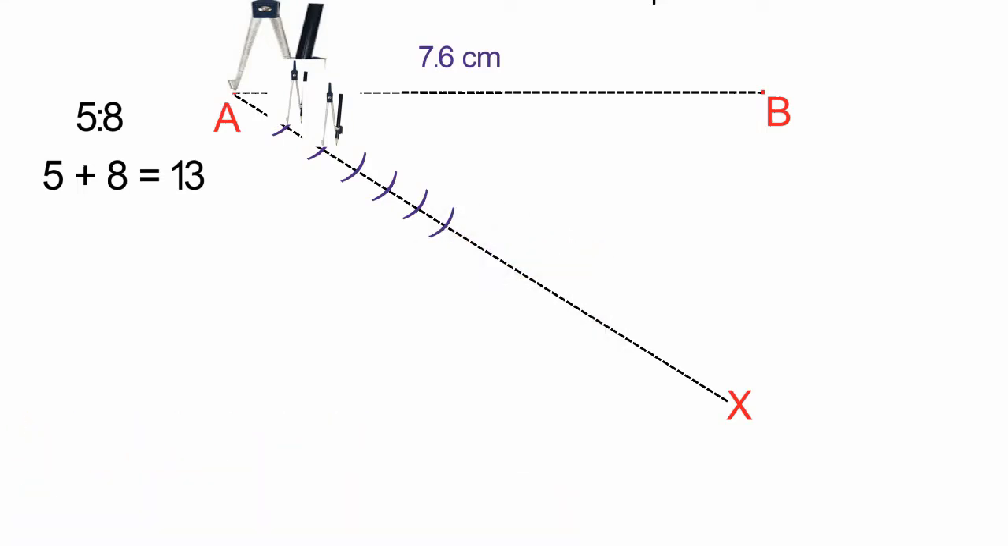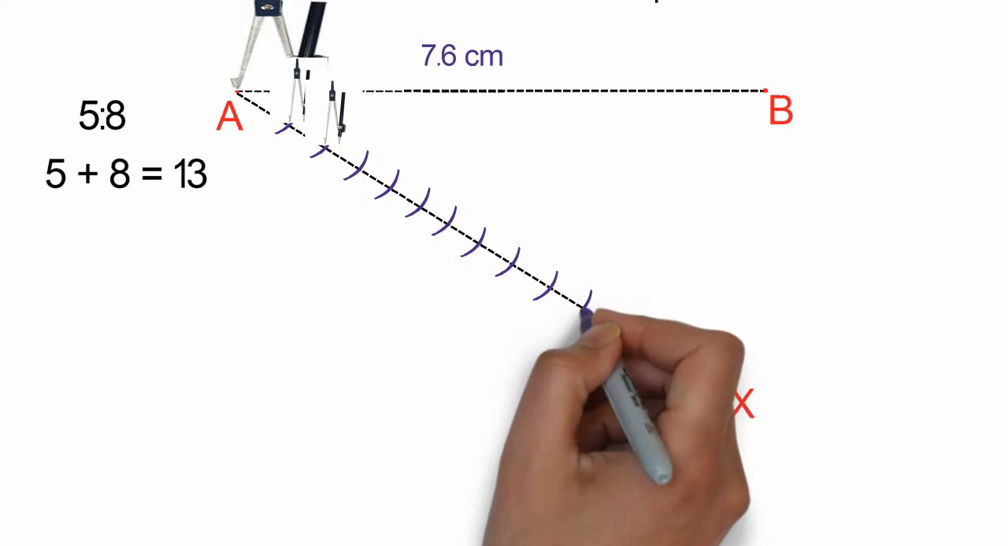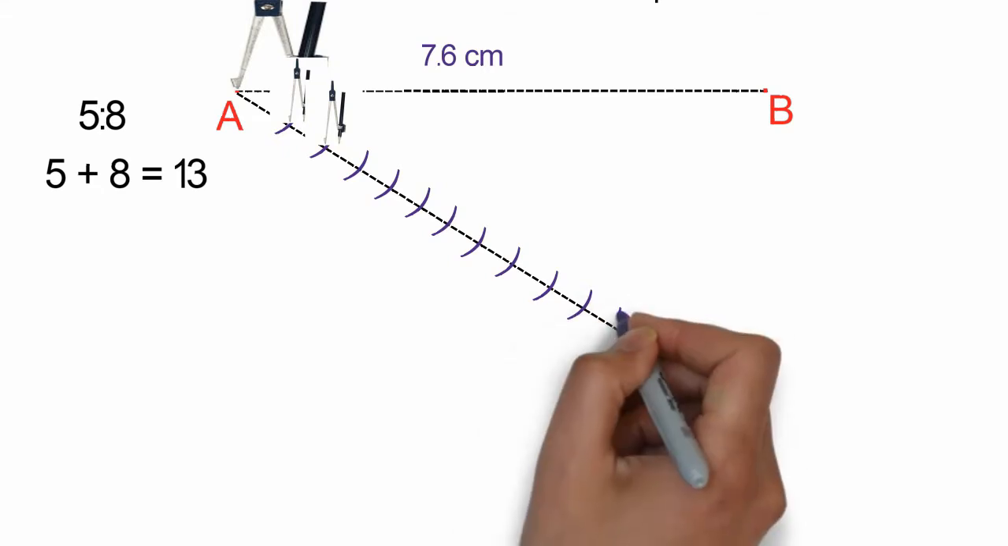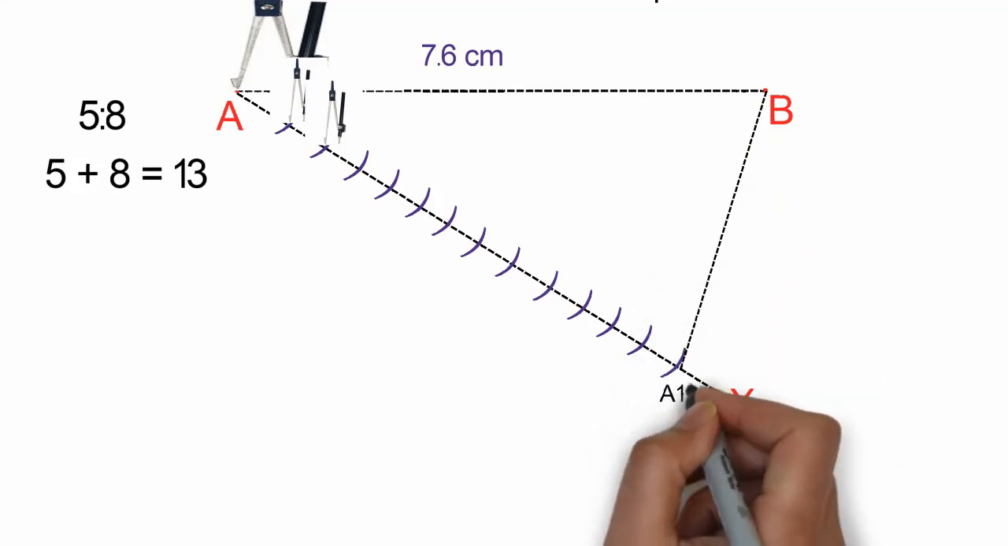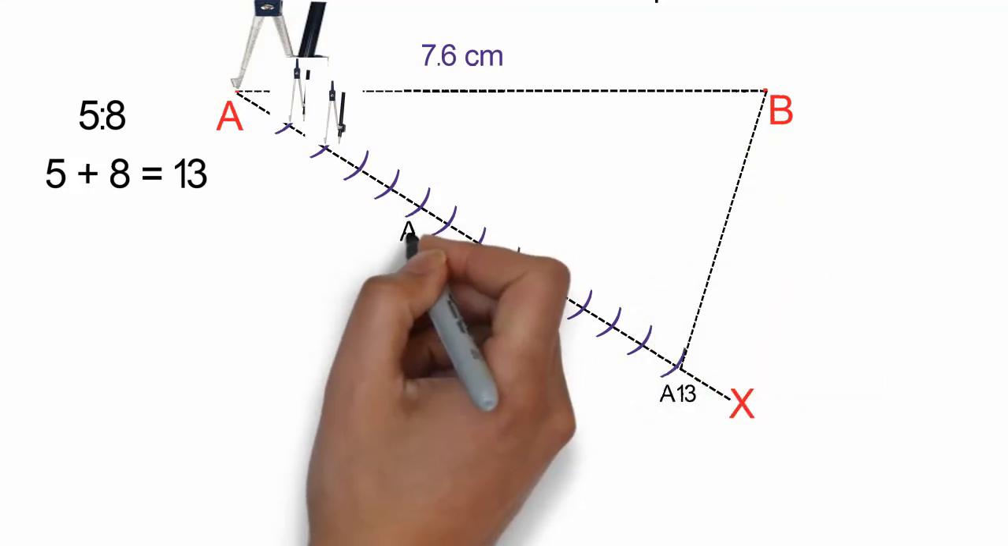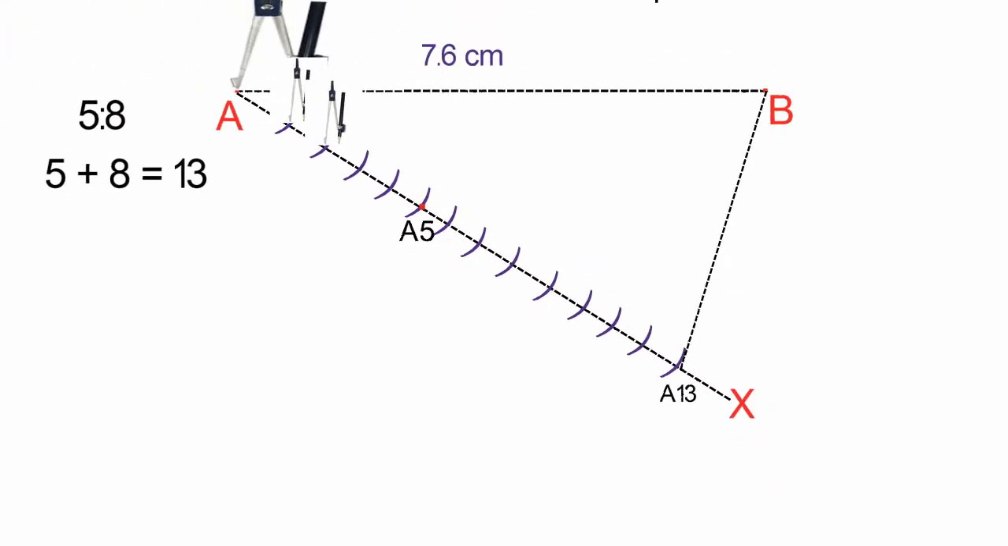All the arcs are of equal measurement. You don't have to change the measurement of the compass that you have taken at the point A. You have to continue with the same measurement. So 13 points we have to draw. Now join the last point with the point B of the line segment. This is A5 point and this is A13 point.